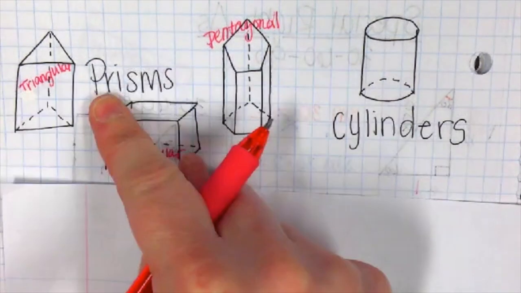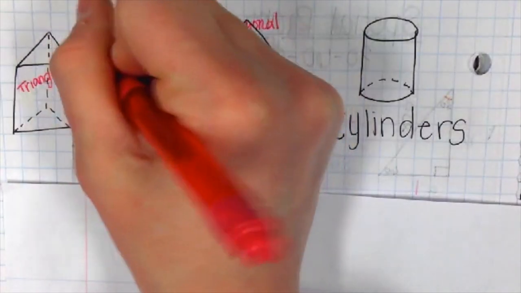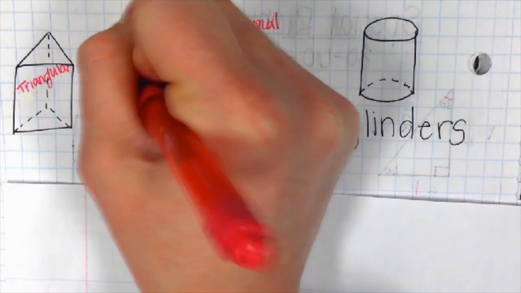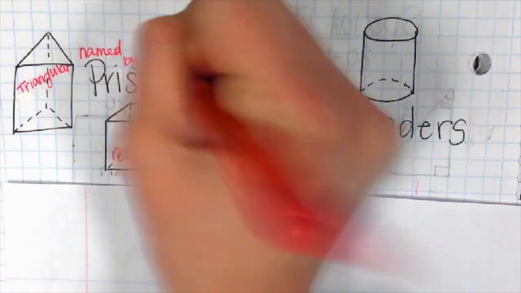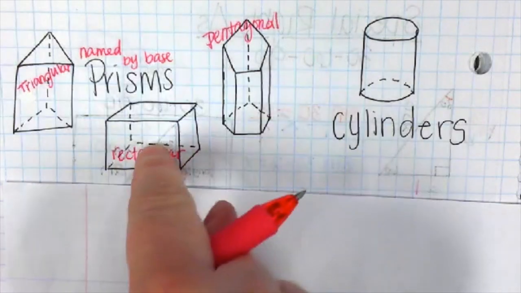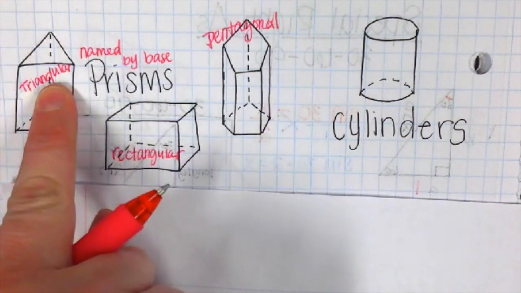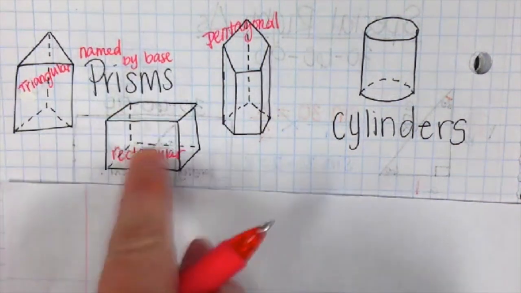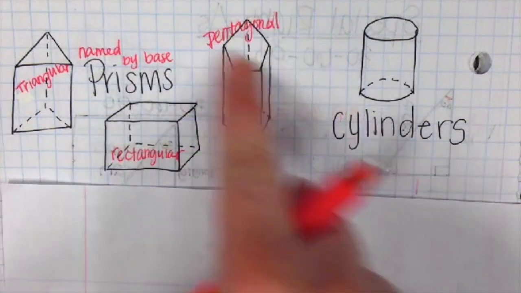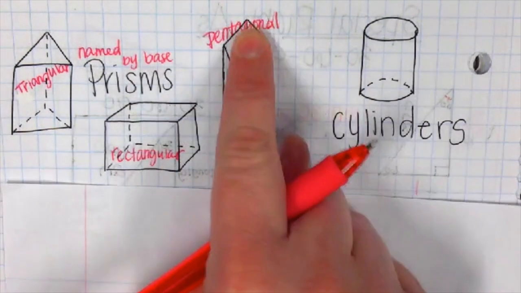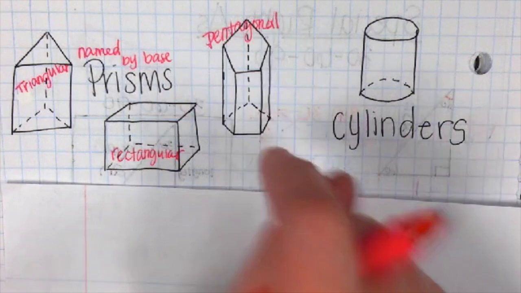So a prism is named by the base. So these are all prisms. They're just named by the base. This one has a triangular base, so it's triangular. This one has all rectangles, so it's rectangular. This one's a pentagonal prism because the base is a pentagon.